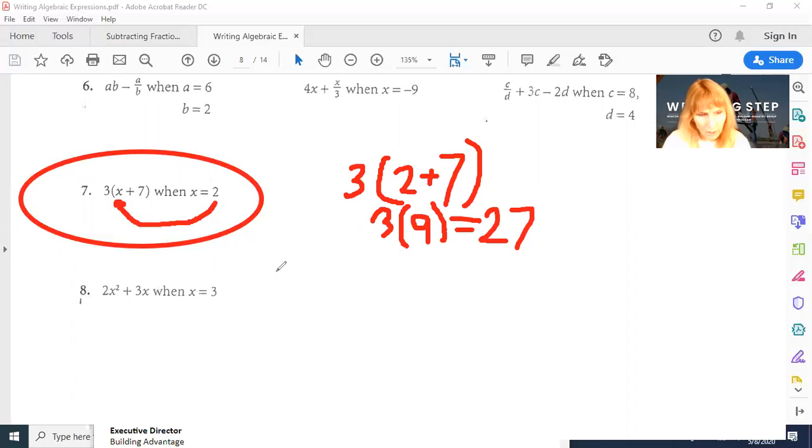Let's look at number 8 right below it here. That's getting a little more complicated again. We're going to put 3 in for x every time we see x. So this time we see x in 2 places, right? We got to plug that in. So we have 2 x squared. I'm just going to rewrite this whole thing, plus 3x.